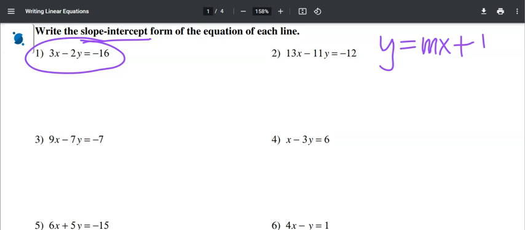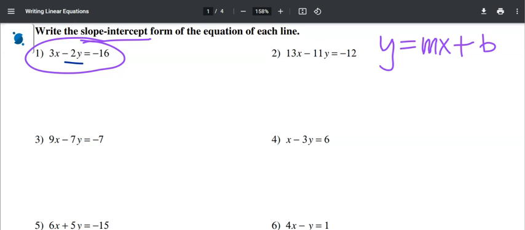The first thing that I see is I want to have the y all by itself. In order for the y to be all by itself, that means I have to move everything else to the other side of the equation. So we're going to solve this, and we're going to use our rules, the addition property of equality and the subtraction property of equality. First off, I want to isolate this negative 2y term.